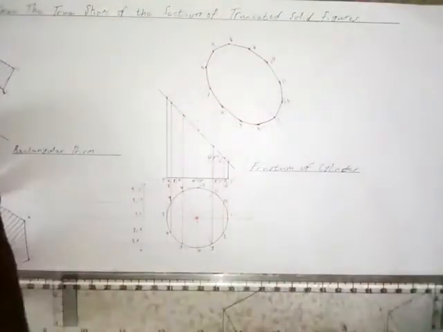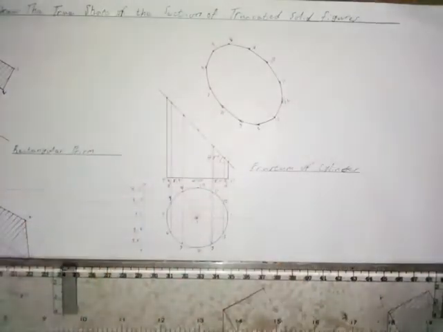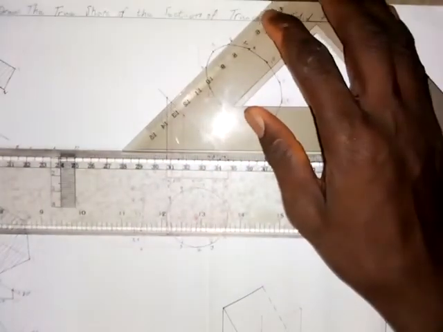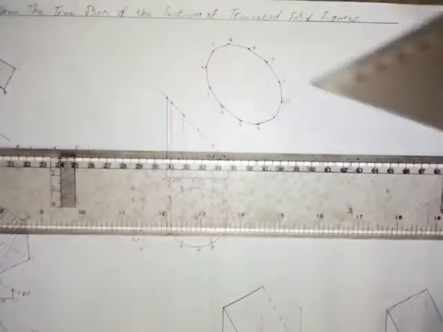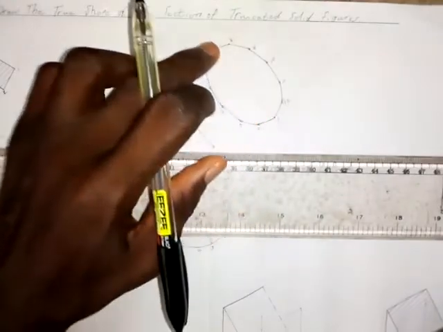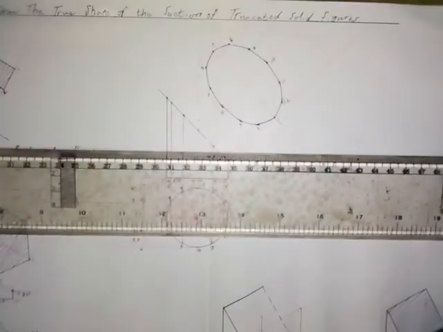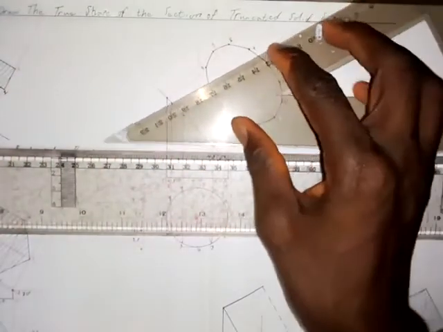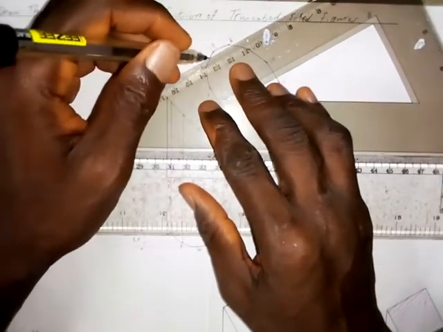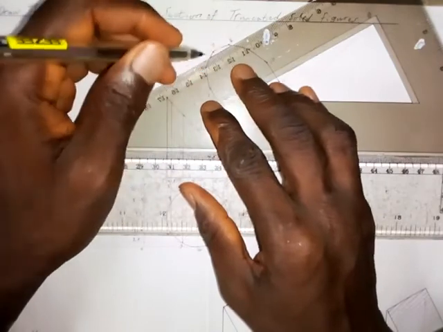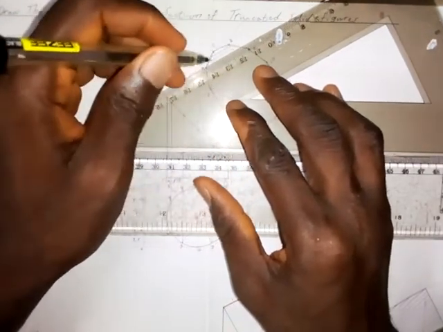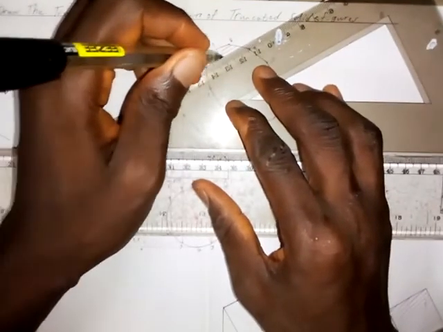So the next thing I'm going to do, don't forget that this is a solid object, so I need to add the surface hatching. I can't use the 45 degree set square here because the lines are going to be parallel, and that is not okay. So what I'm going to use is my 30-degree set square. Don't use 45, use your 30 degree set square. That's what I'm using now. I want to hatch it. I want you to see it.